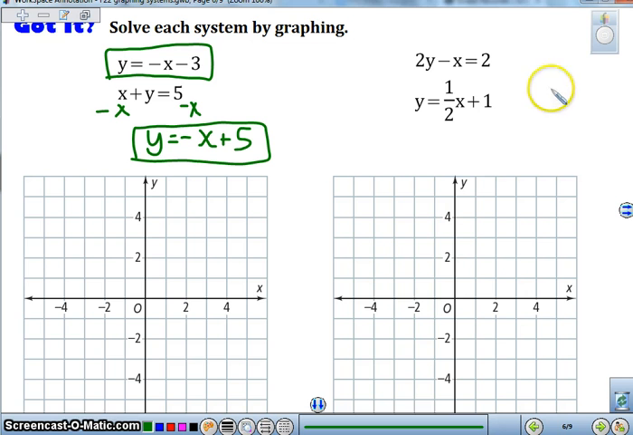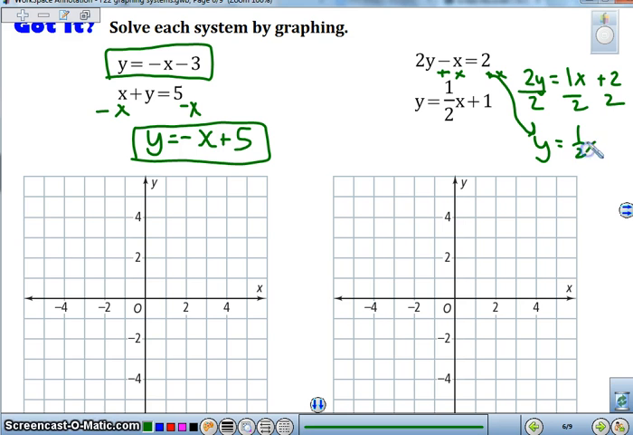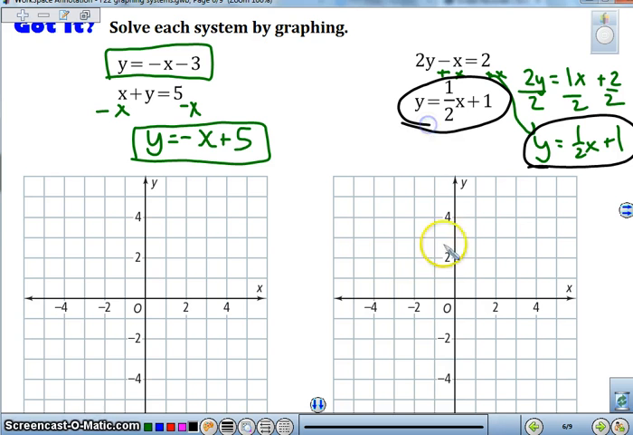If we look at this second one, we are now adding an x to both sides. You'd have 2y is equal to, and I'm going to put a 1 in front of my x, plus 2. I'm still not done solving for y in that first equation, so I'm going to divide everything by 2. So my new first equation is y equals 1/2 x plus 1. And what you should be noticing at this point is this is exactly the same as this second one. So we're going to graph both of these.